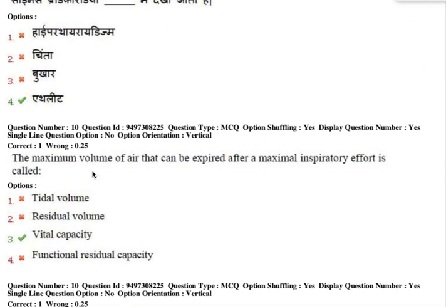Next question. The maximum volume of air that can be expired after a maximal inspiratory effort is called. Correct answer is vital capacity.